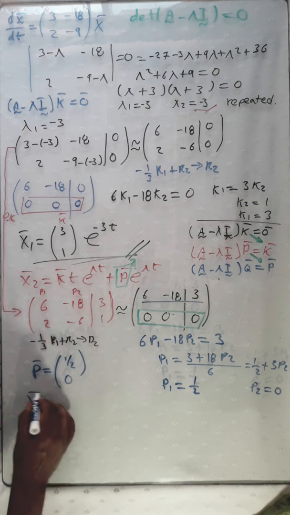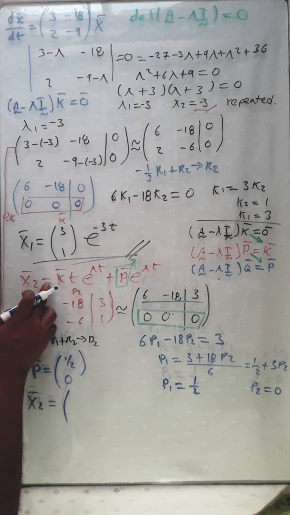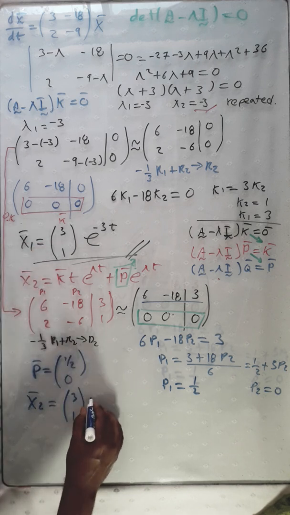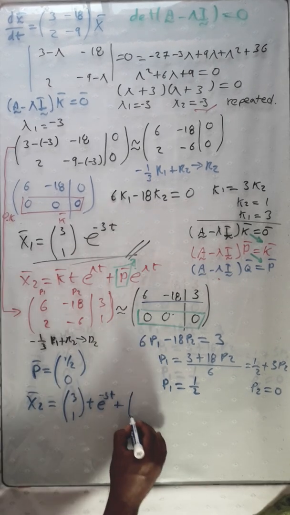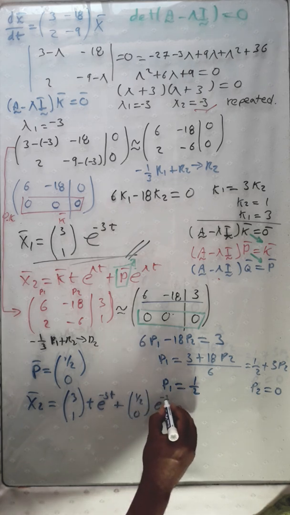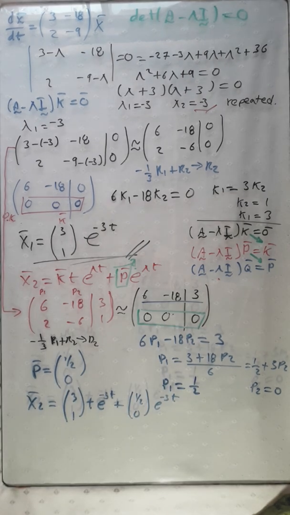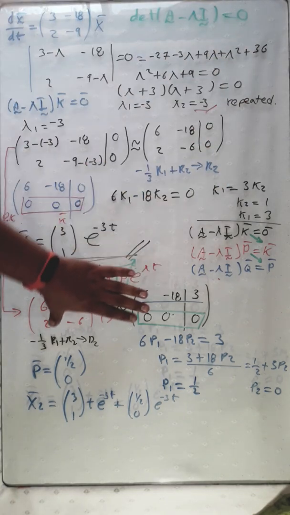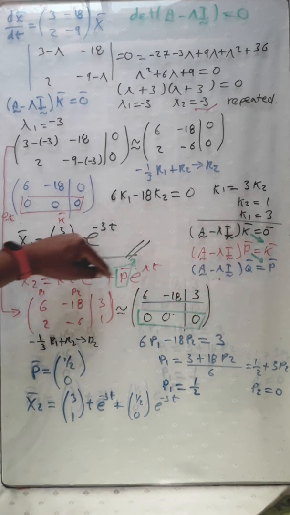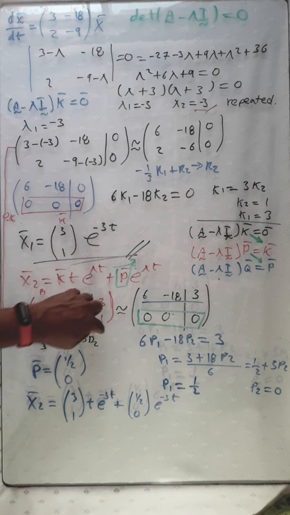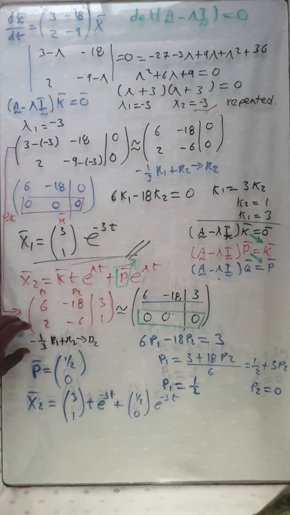So your second solution is going to be: k vector, 3 and 1, t exponential of minus 3t, plus the p vector, which is the new one, 1/2, 0, exponential of minus 3t. And you found the second solution. That's it, engineers. This is the procedure to find the second solution. If you happen to have, again, 3 by 3 and 3 repeated roots, this will be the process. But for the q vector, what you have to interchange here is 1/2 and 0, and the same operations apply. But this is 2 by 2, just an example.